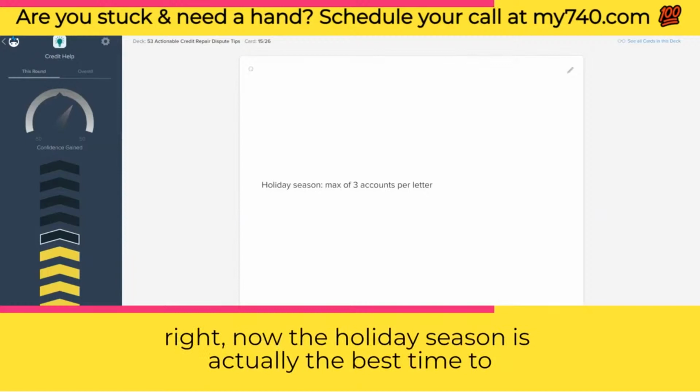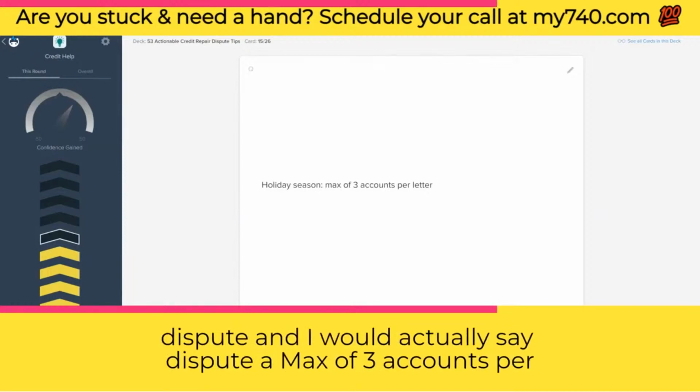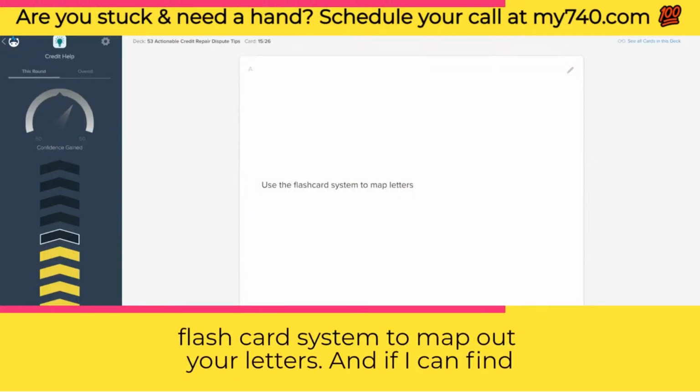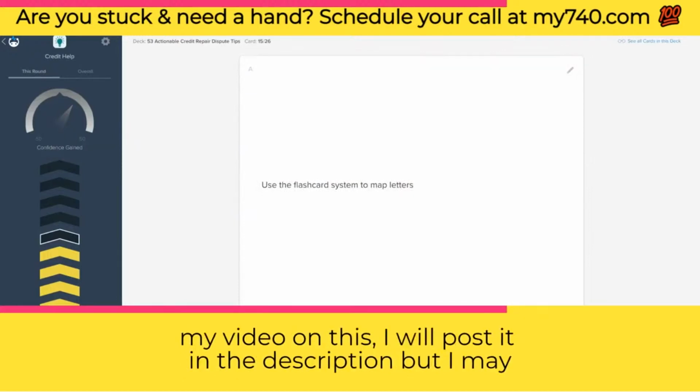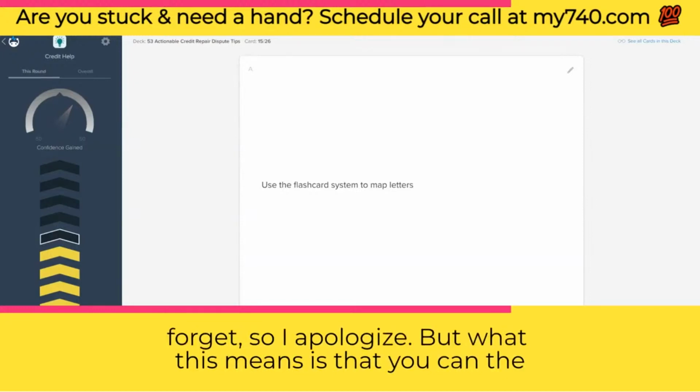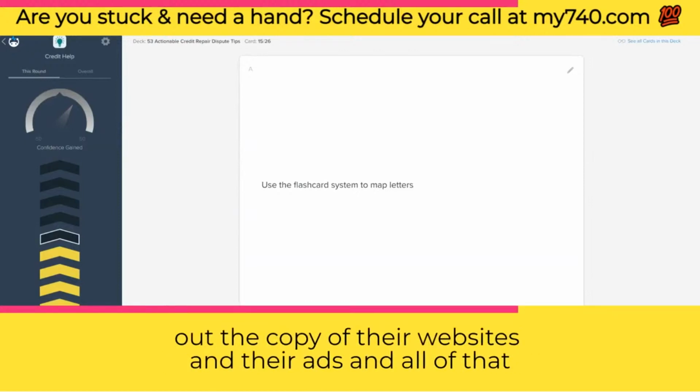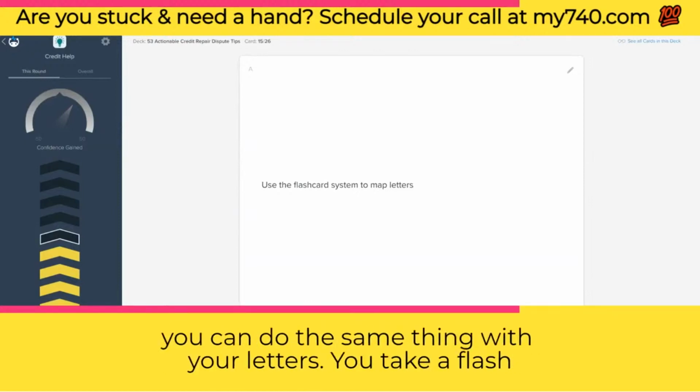Now, the holiday season is actually the best time to dispute. And I would say dispute a max of 3 accounts per letter, not even 10, but 3. You can use the flashcard system to map out your letters. If I can find my video on this, I will post it in the description, but I may forget, so I apologize. The same way that some marketers use flashcards to map out the copy of their websites and their ads, you can do the same thing with your letters.